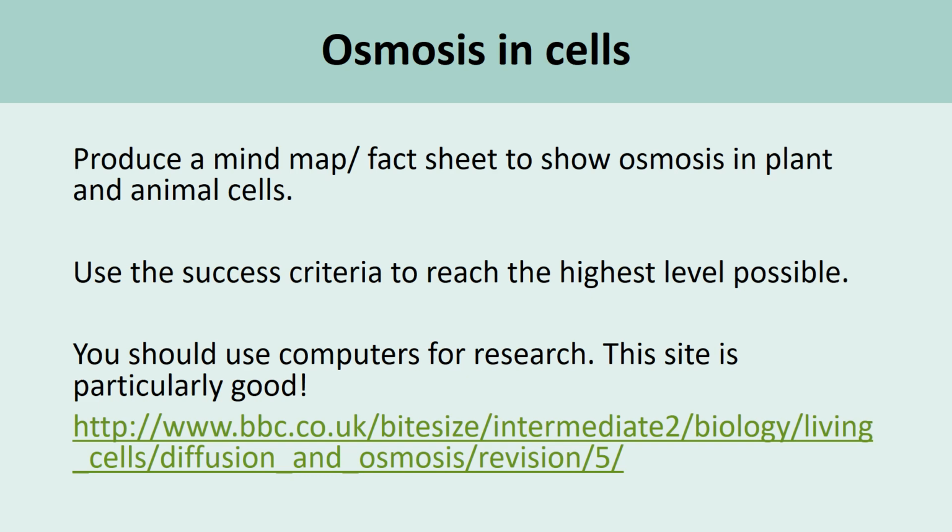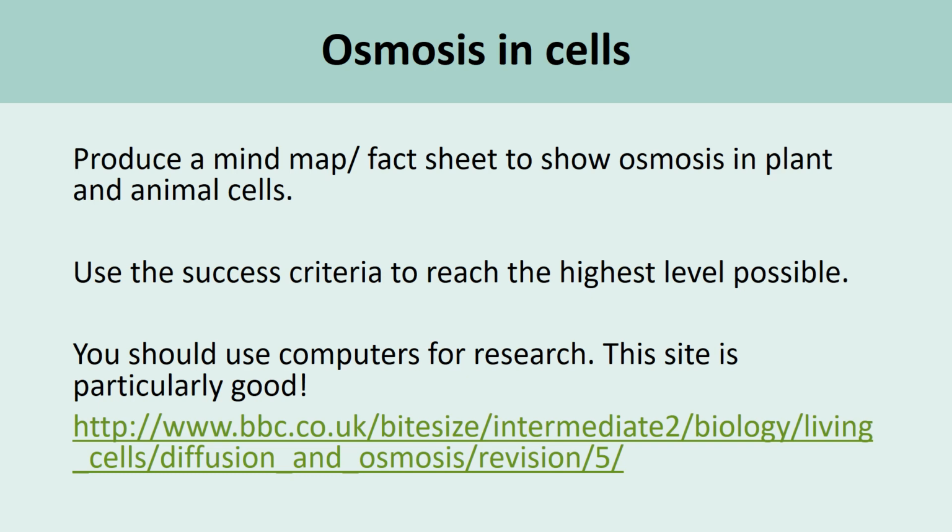So what I'd like you to do now is put everything that we did in last lesson along with this lesson, and produce a mind map or a fact sheet or just a comparison, so split your page in half, however you want to do it, to show osmosis in plant and animal cells. So what happens in the three different types of solution: a hypertonic solution, a hypotonic solution, and an isotonic solution.